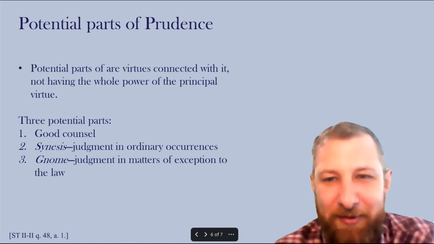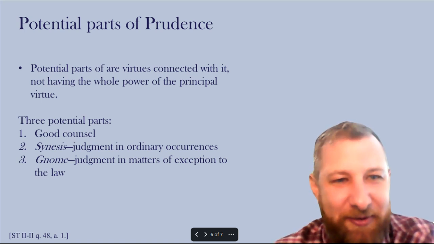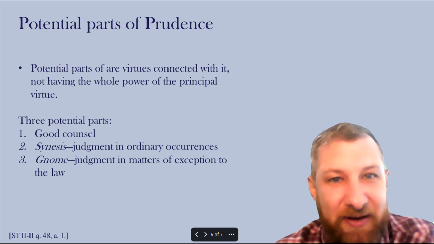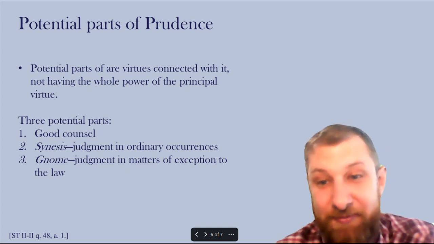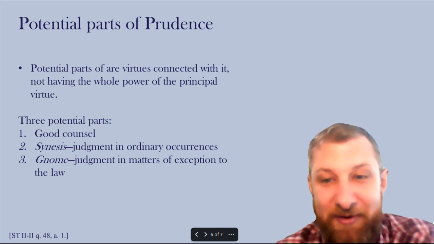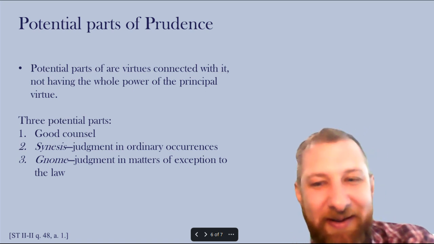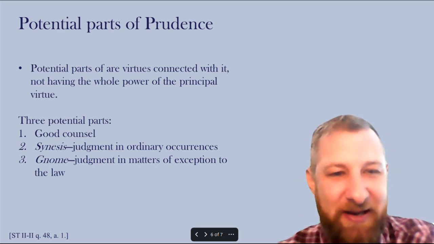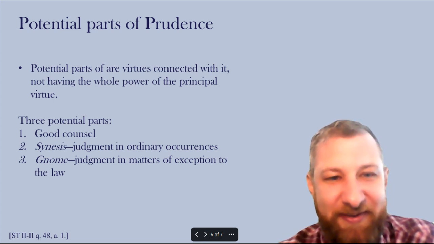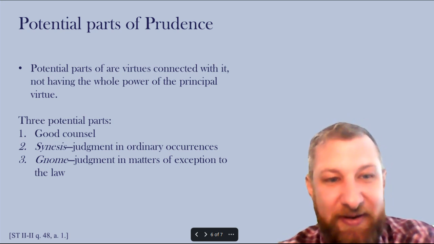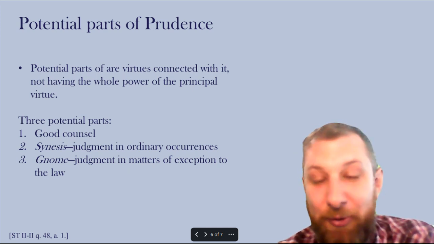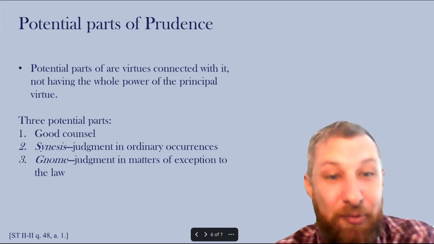But I think that when you see the examples, it makes sense. So the three potential parts of prudence are good counsel, which I can't really give a definition of because it means good counsel, right? Being able to listen to good advice. Then synesis is the next one, which is one of these Greek terms, which means judgment in ordinary occurrences, so proper judgment.